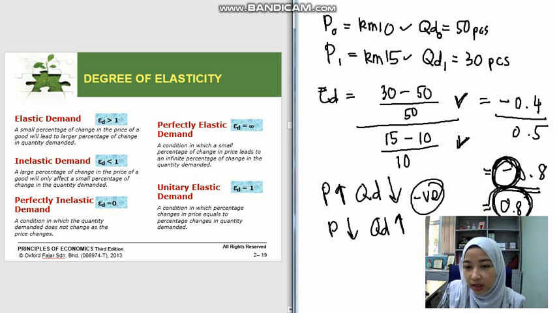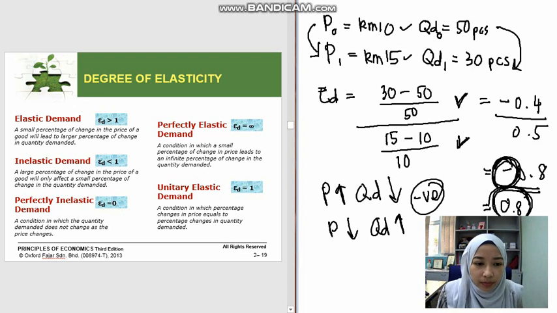So what we can say here is, when the price of the t-shirt increased from 10 ringgit to 15 ringgit, consumers will reduce their purchase from 50 to 30, but not too much. Maybe you can get elastic demand as your answer when the change in the quantity demanded is from 50 to 10 pieces, or that kind of example. From 50 to 30 pieces is considered inelastic. So that's why you get 0.8 as your answer.